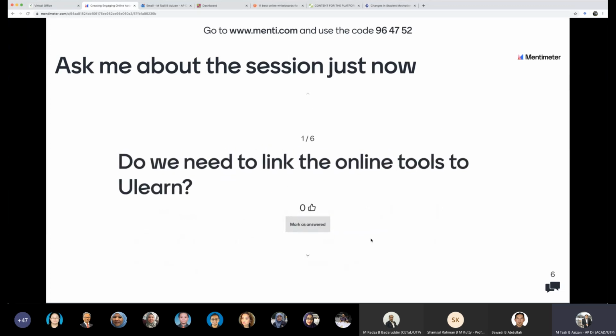Do we need to link the online tools to ULearn? This one I haven't done myself. I mean, it's not part of the requirement yet by the university. If you could do that, that's good, but I don't think that is part of the requirement yet. But we could do that actually.